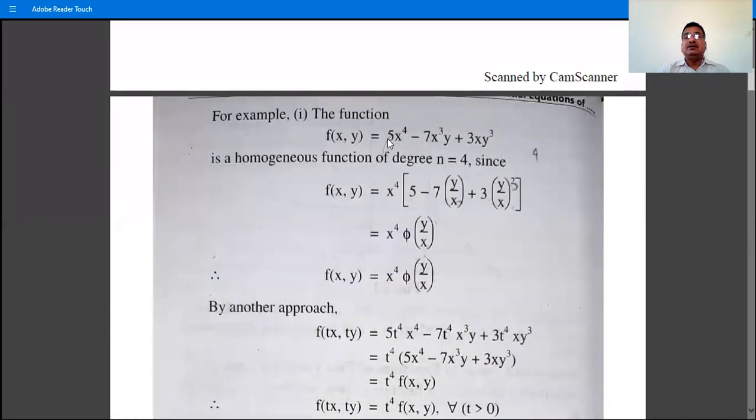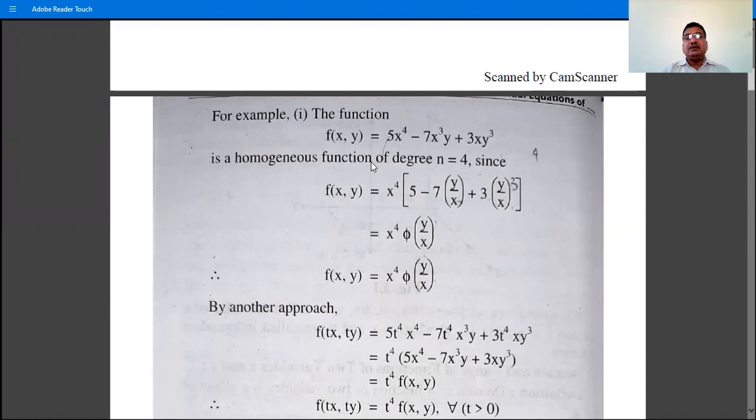So if we check whether it is a homogeneous function, there are three terms. In the first term, the power of x is 4 and there is no y term, meaning the power of y is 0, so 4 plus 0 is 4. In the second term, the power of x is 3 and the power of y is 1, so 3 plus 1 is 4. In the third term, the power of x is 1 and the power of y is 3, so 1 plus 3 is 4. So in each term the addition of powers of x and y is the same and equal to 4, and therefore this function f(x,y) is a homogeneous function of degree 4.